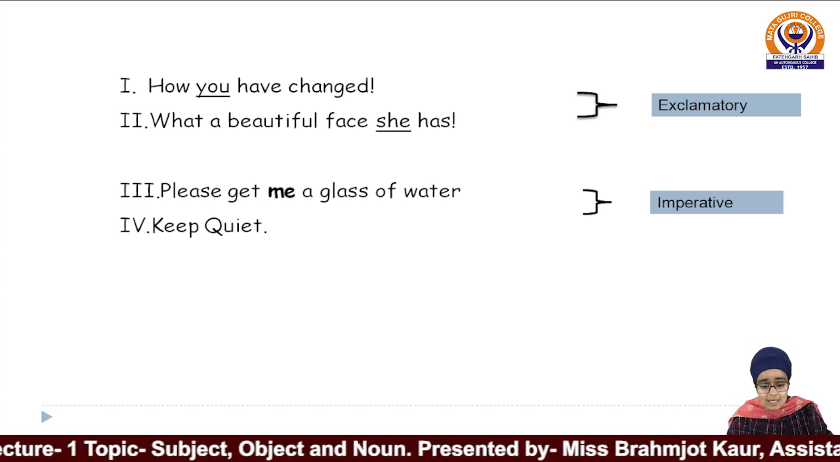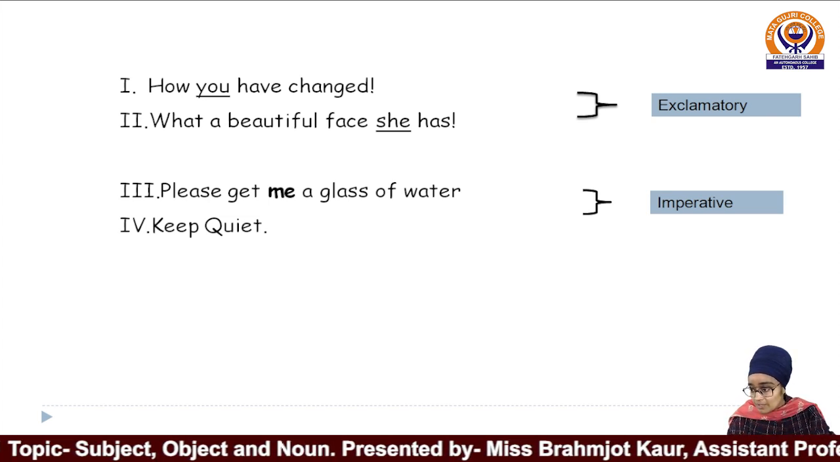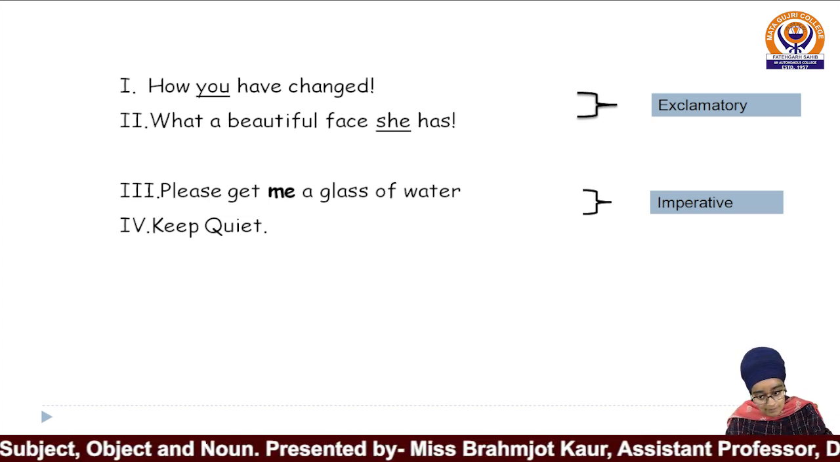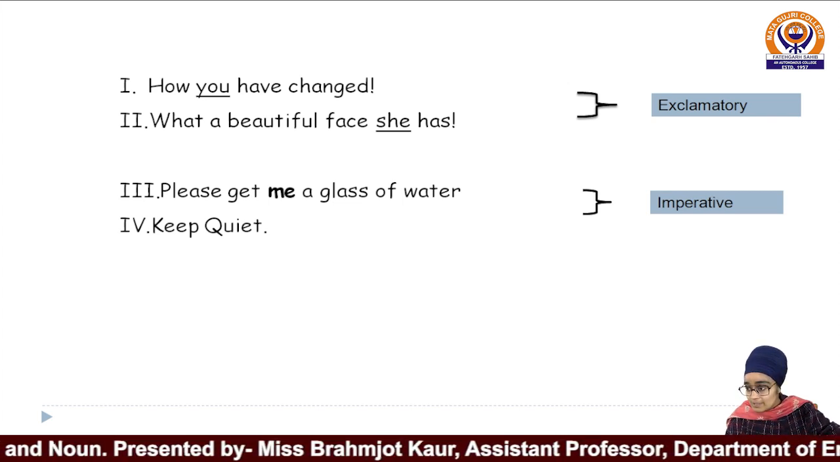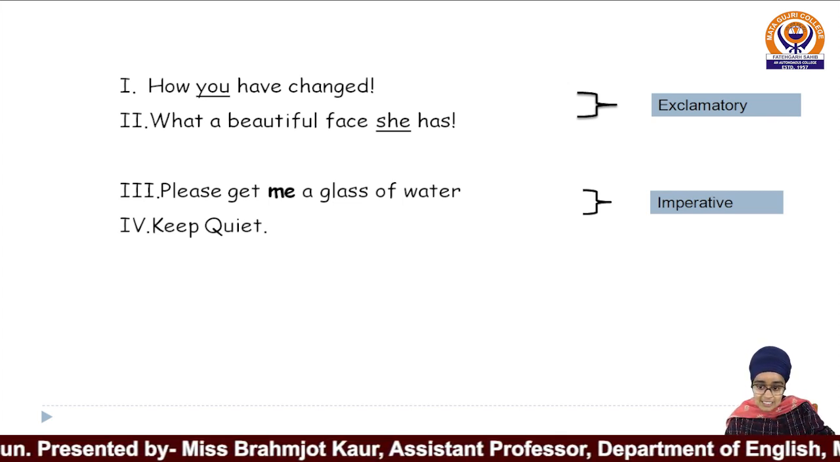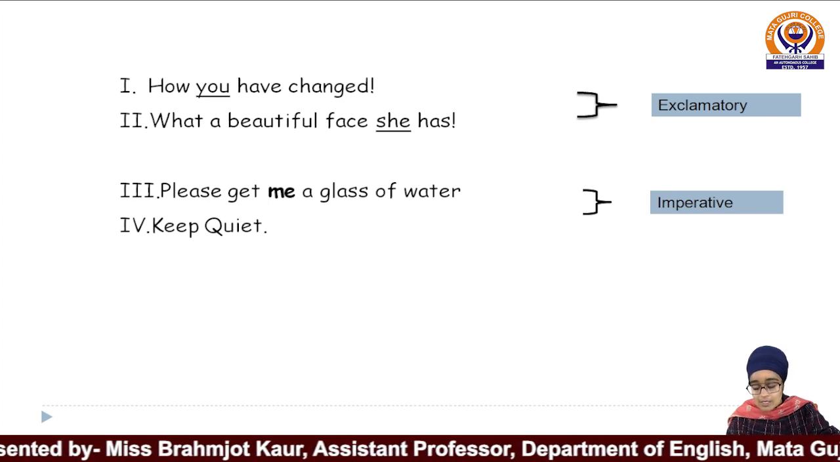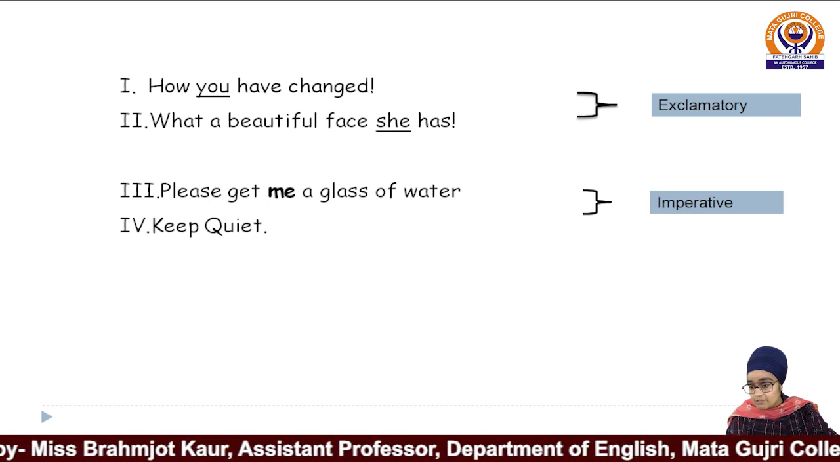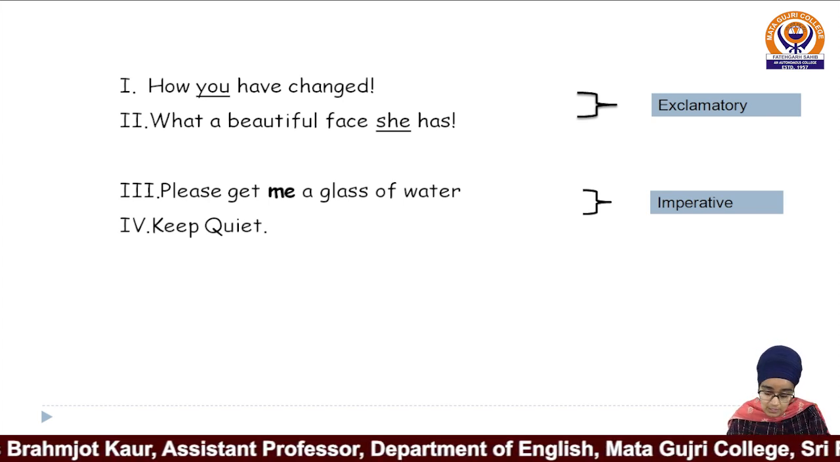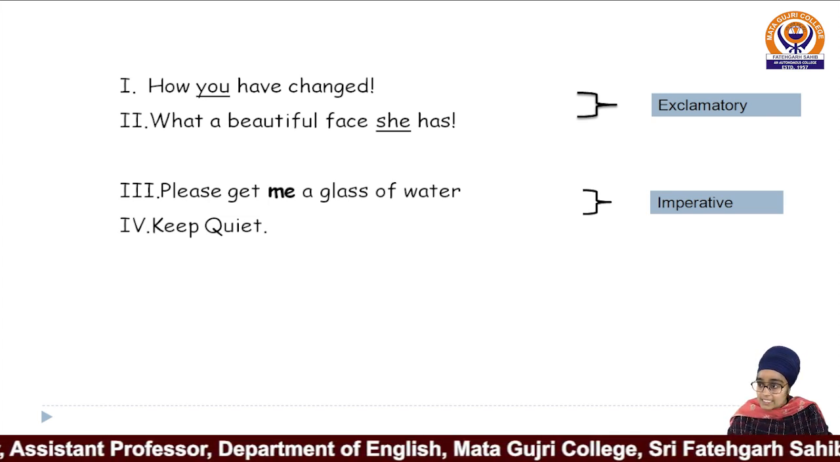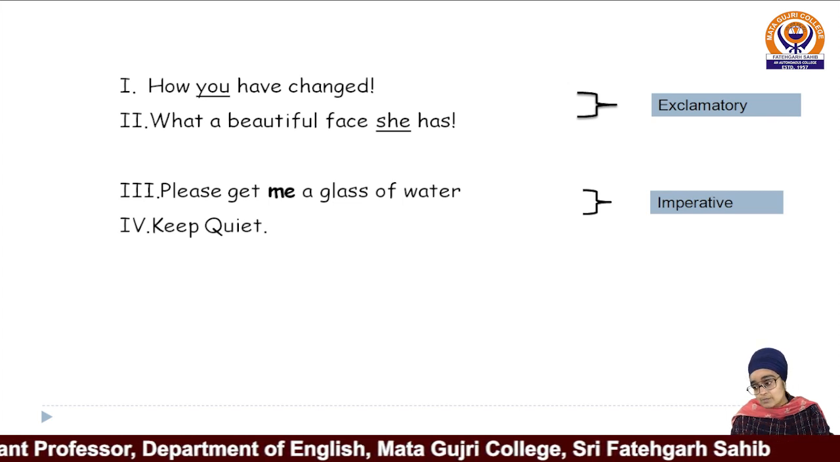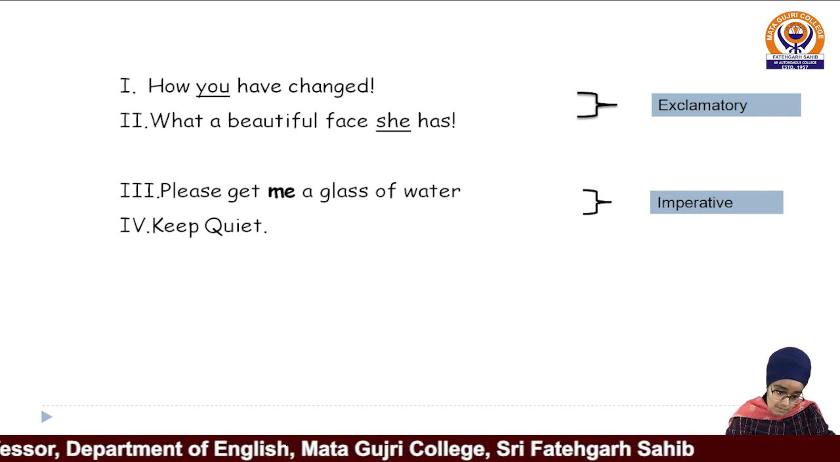So, examples, please get me a glass of water. So, me is the receiver. The object is present, but the subject, doer, you please get me a glass of water. So, this is a request I am posing to someone. So, you is self explanatory, and therefore we can omit the subject. So, keep quiet, go straight, turn left, all these are commands. In all of these, both the subject and the object are missing.